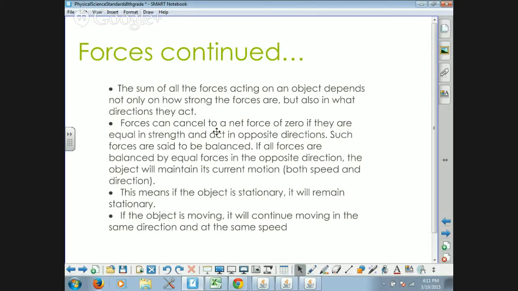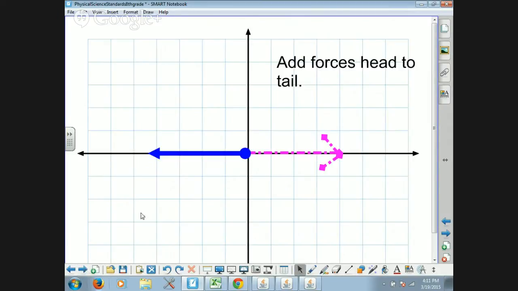We can add up the forces, and we just talked about this. So here it is. If it's stationary, it's going to stay stationary. Now, if I'm going to add these forces head to tail, I'm going to take, I don't know, maybe this is 3 newtons.